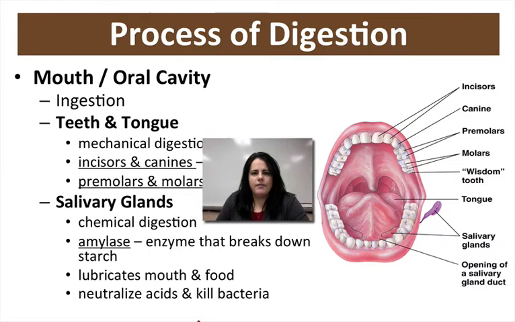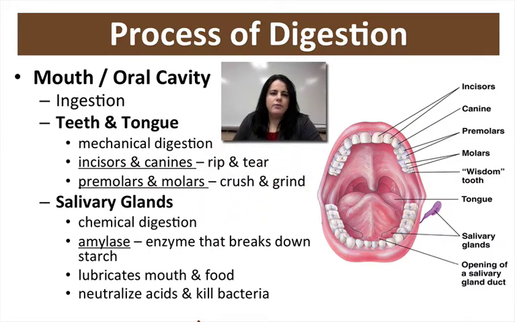Starting at the beginning of the digestive process, it begins with the mouth or the oral cavity. Once you ingest food into your mouth, then the digestive phase actually begins, mainly with your teeth, your tongue, and your salivary glands. Your teeth and your tongue do mechanical digestion. They just physically break down the large food into smaller food pieces.